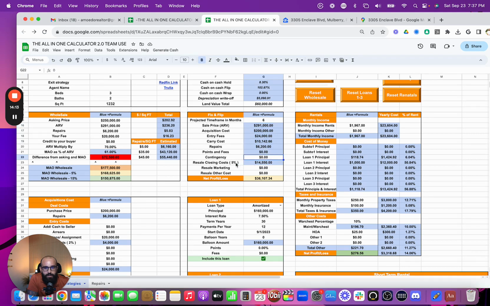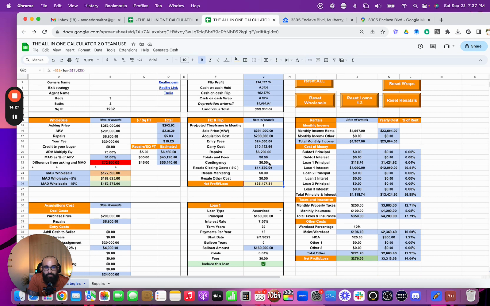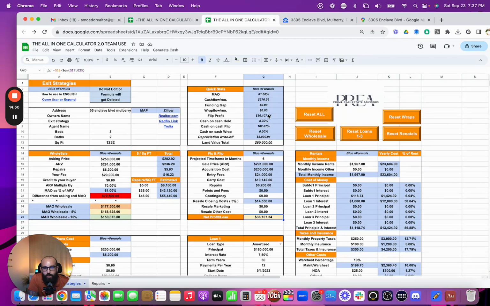Contingencies, you can put that here. Resale closing costs, again, we have 5%. If you want to change it, you can just double-click on that and change that percentage, okay? Resale marketing and any other costs that you have there, and it will calculate your net profits. Now, if you want to know your cash on cash on that, you can also come up and again see some of the quick stats here. All across the board, your cash on cash on that flip would be 102%, okay?